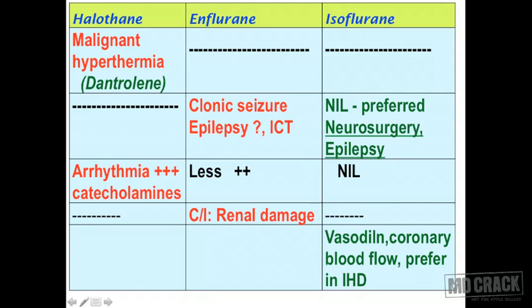Going to the next row, only for enflurane, it's written C/I, that's contraindication. Enflurane is absolutely contraindicated if the patient suffers from renal damage. That's an important contraindication for enflurane.